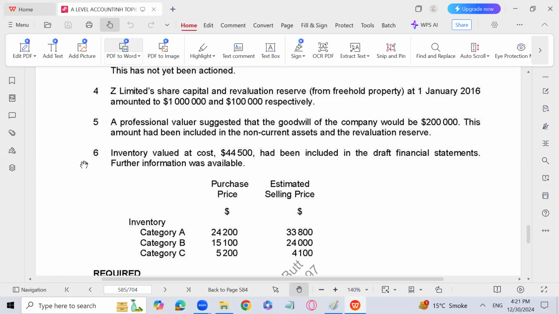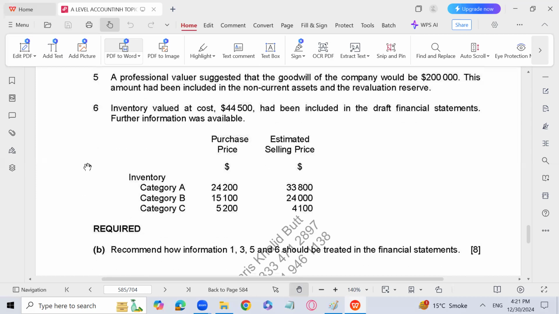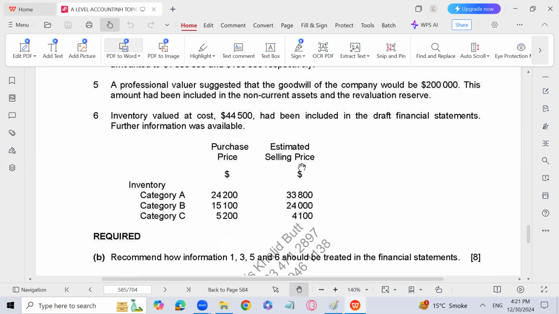Inventory. IAS 2 talks about inventory, which says inventory is valued at cost or NRV, whichever is less. And what is NRV? NRV is the market price, selling price minus cost to sell, right? So this is the estimated selling price. Cost to sell is not given, otherwise I would have subtracted it. And the purchase price, the cost price, is also given. So let's take the difference of the two, and the inventory according to IAS 2 will be recorded at cost or NRV, whichever is the lesser amount, according to each category of inventory. So we will discuss each category of inventory, and then we will take the lesser amount out of those categories.